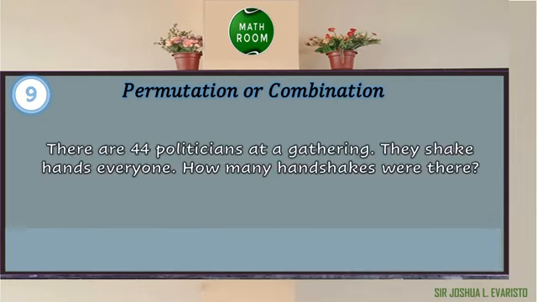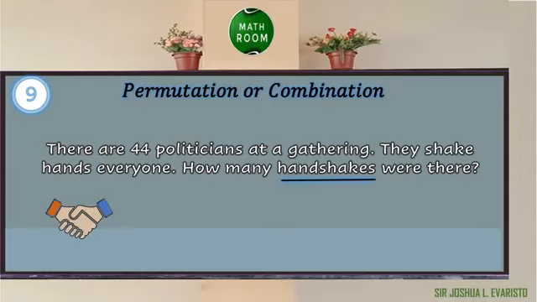Item number 9. There are 44 politicians at a gathering. They shake hands with everyone. How many handshakes were there? This item does not have any keywords to identify a permutation or combination question. So what we're going to do is visualize the question to determine if it is a permutation or combination question. This problem is all about handshakes.